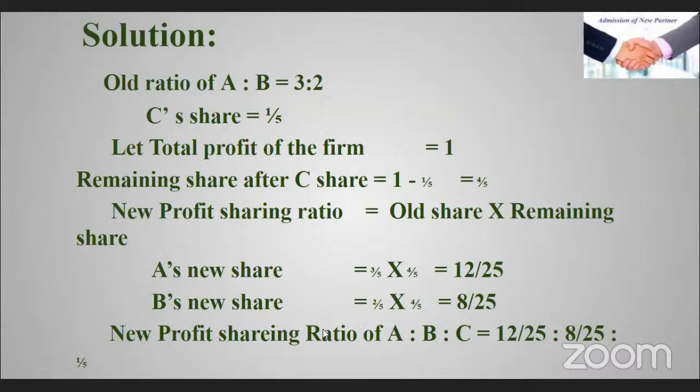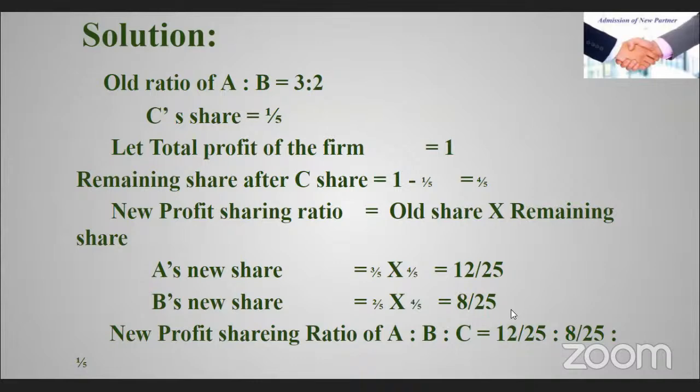Now let us calculate B's new share. How is B getting it? B's share is 2, that means 2 units of a total of 5. That means B's share is 2 by 5, the old share, into the new remaining share 4 by 5. 2 by 5 into 4 by 5. So 2 into 4, 8. 5 into 5, 25. So 8 by 25. B's share is 8 by 25.